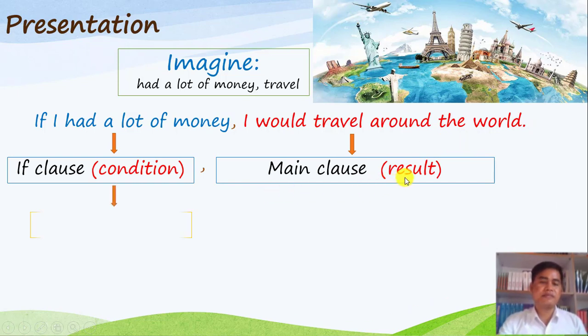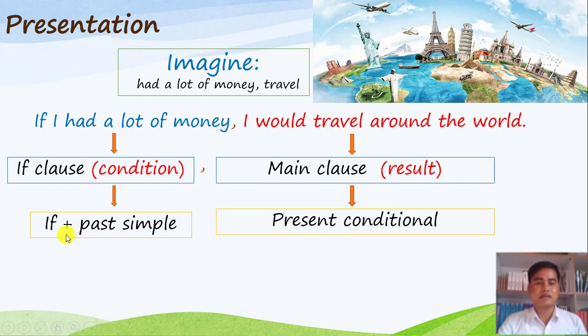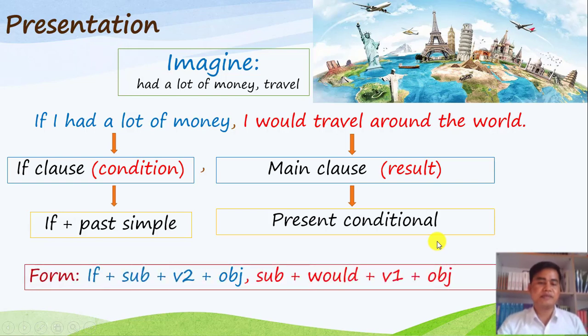So let's take a look at the form. If plus past simple, and the main clause we call present conditional. So it means that the condition clause is formed as if plus past simple, and the main clause is formed as present conditional. Okay, now take a look at the form here. If plus subject plus verb 1 plus object, comma, subject plus would plus verb 1 plus object. So this one is the form of second conditional.